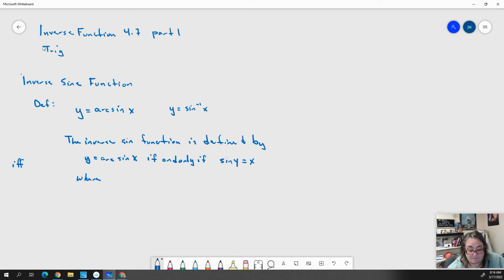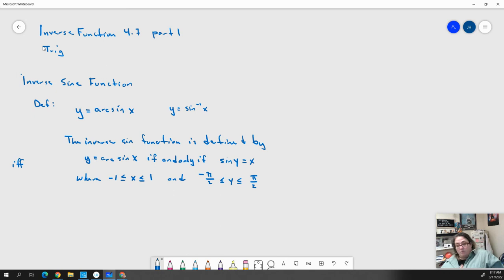where -1 is less than or equal to x, which is less than or equal to 1, and -pi over 2 is less than or equal to y, less than or equal to pi over 2. What does all this mean? You were wondering, you were thinking?